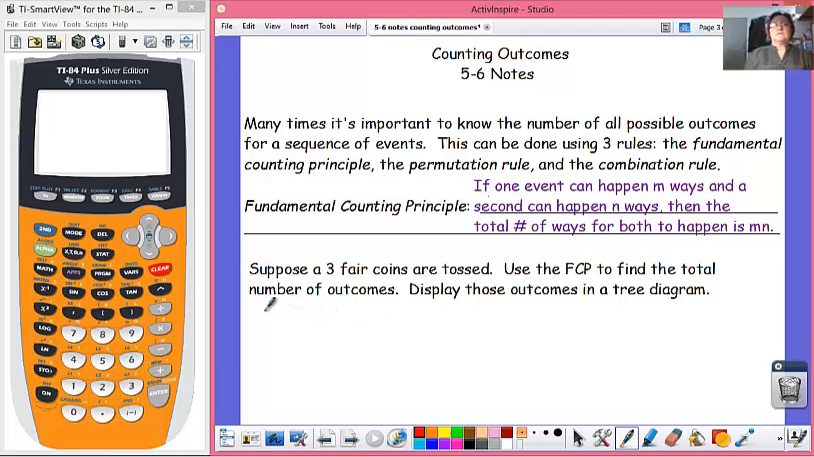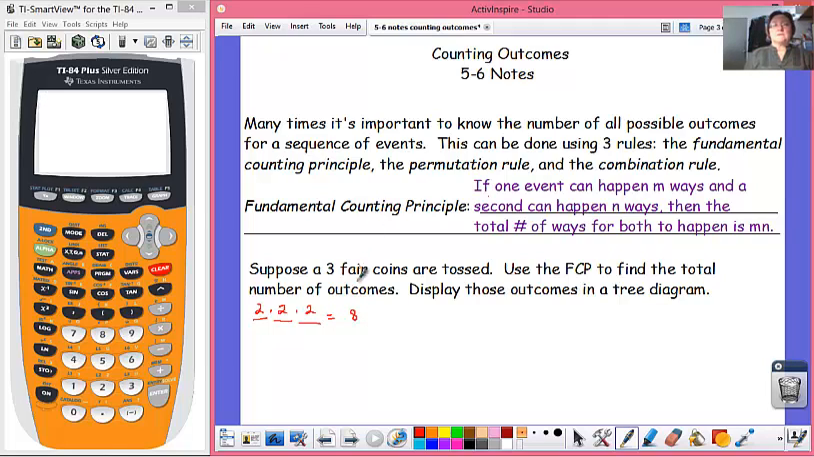It says here, suppose 3 fair coins are tossed. Use the fundamental counting principle to find the total number of outcomes. So I would ask you to think about this, and this is what helps me to decide how to do this. I have 3 coins that are going to be tossed. This is a slot problem for me. In each of those slots, I got to figure out the number of possible outcomes. So 3 fair coins, 2 outcomes on each. So 2 in that slot, 2 in that slot, 2 in that slot. Fundamental counting principle says multiply those guys, and 2 to the 3rd power is 8. There are 8 possible outcomes.